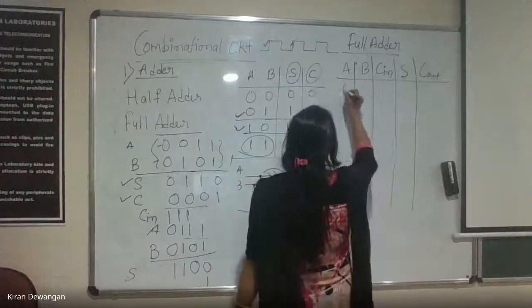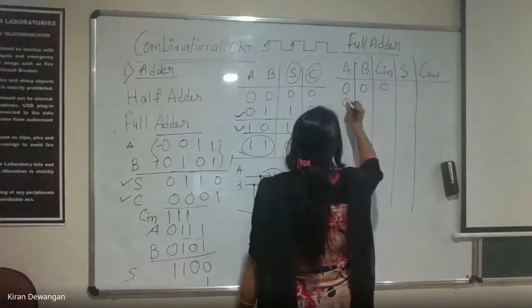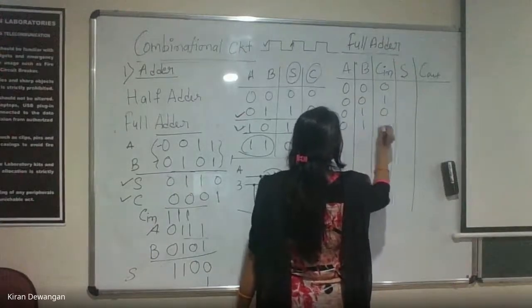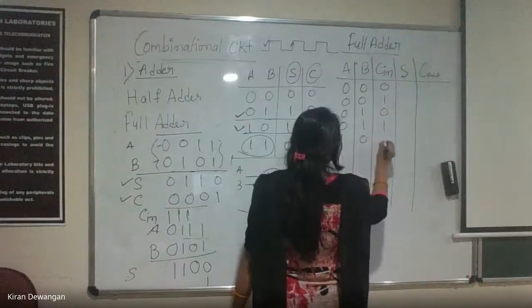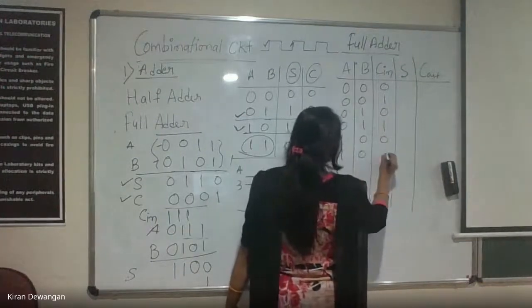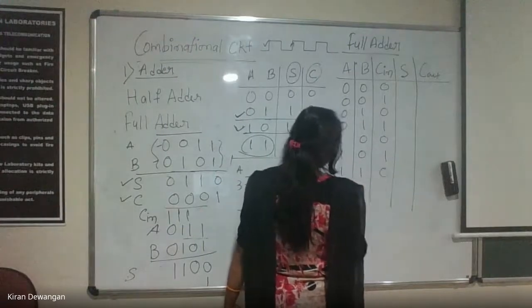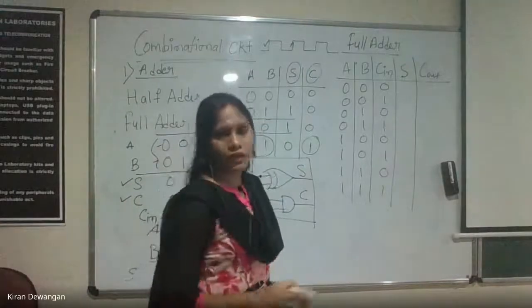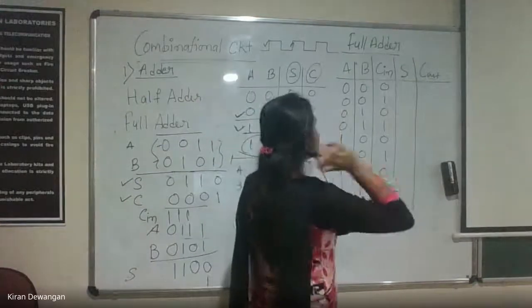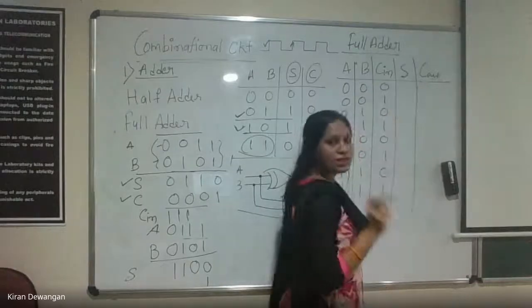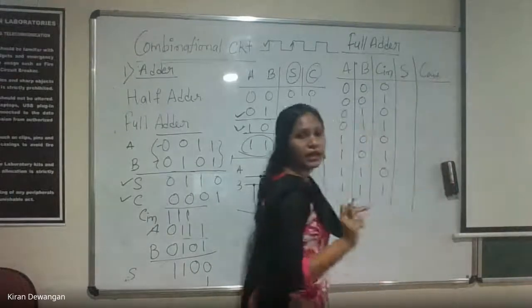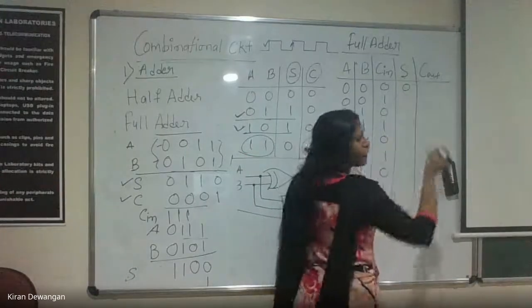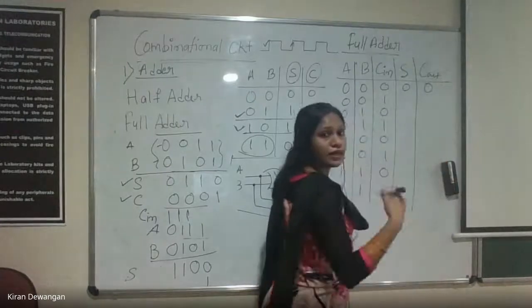Let us take the combinations 000, 001, 010, 011, 100, 101, 110 and 111. These are the possible combinations that we have taken. Now with these combinations, we'll see what would be our sum and what would be our carry out. Clear? 0 plus 0 plus 0, sum will be 0. There will be no carry out. This will also be 0.